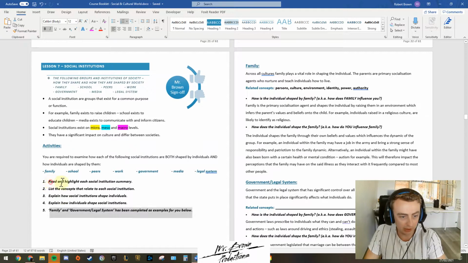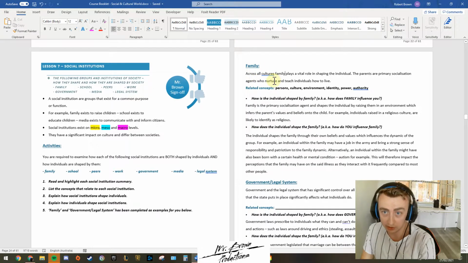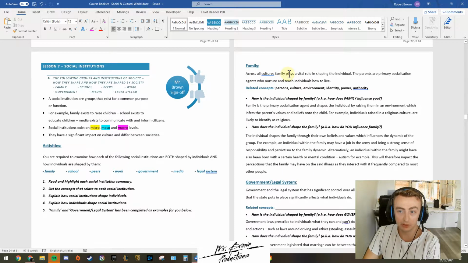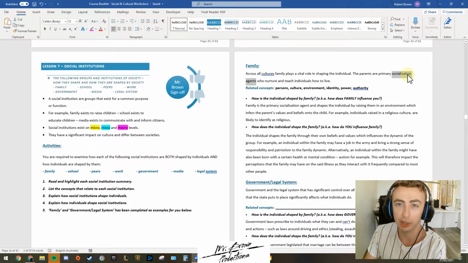So the first one is to highlight our summary and read it. So family. Across all cultures, so every culture in the world, every country, family plays a vital role in shaping the individual. The parents are primary socialization agents who nurture and teach individuals how to live. Now, we haven't quite got up to this, but I would highlight it. This is an important concept. We learn more about it in our next topic.